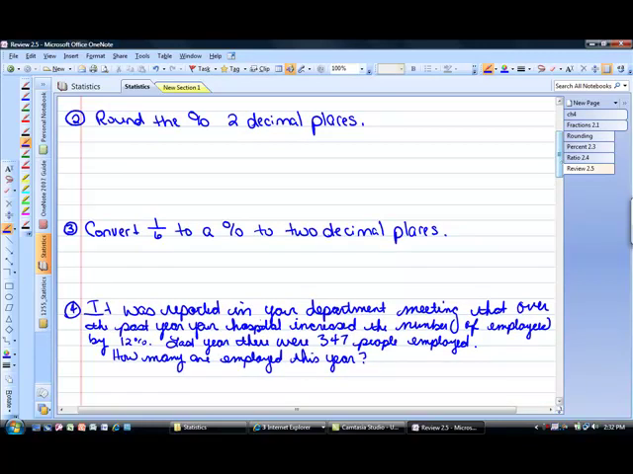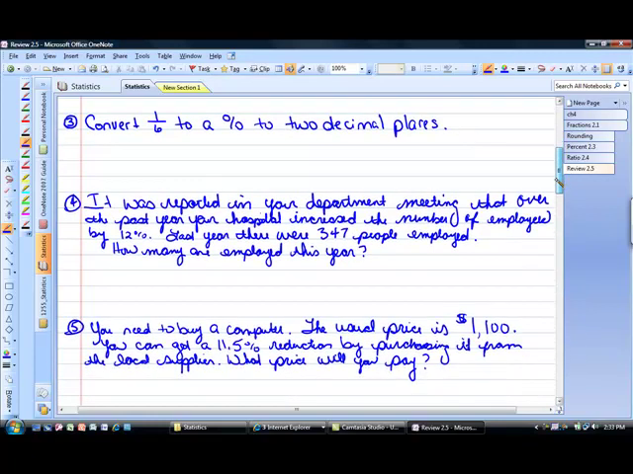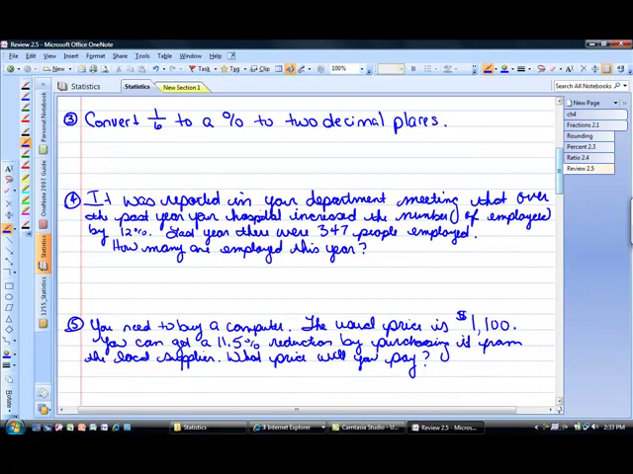We want to round the following percentages to 2 decimal places. We have 15.894%. Rounding it to 2 decimal places would be 15.89%. 13.256% would round to 13.26%.